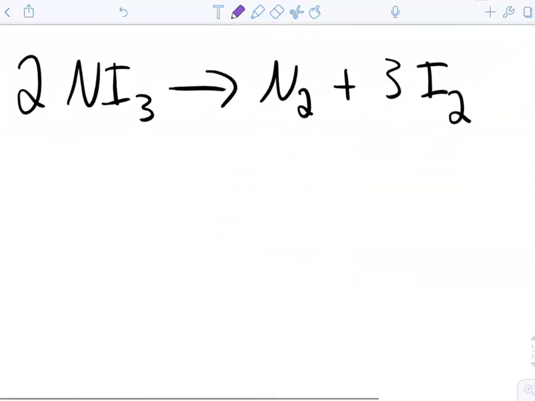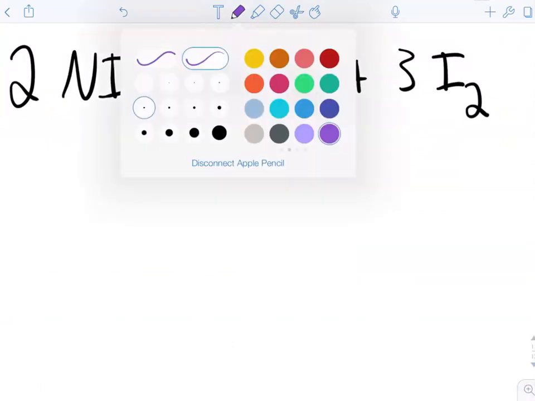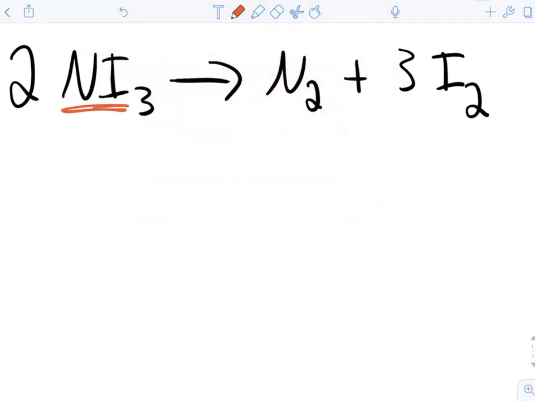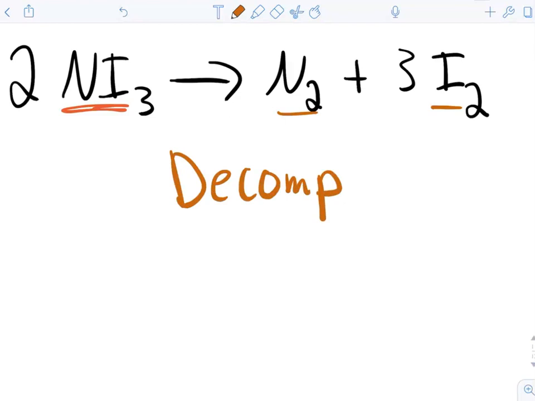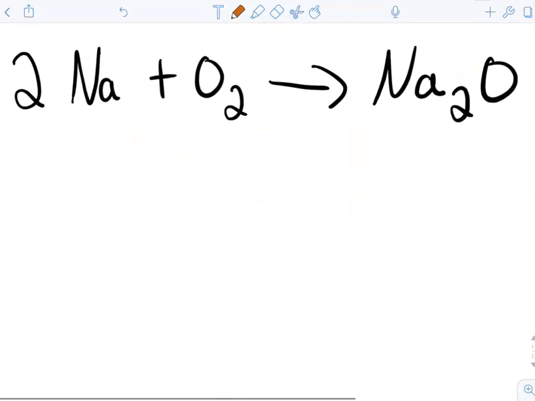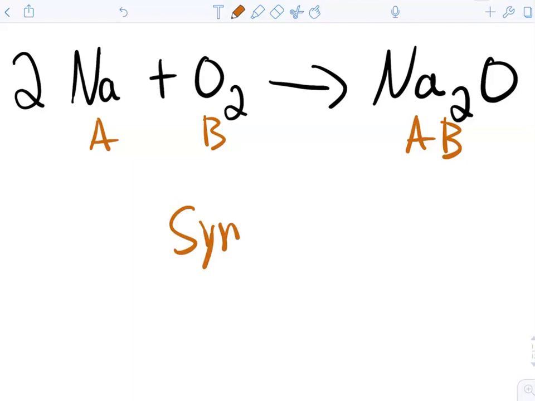Then our next one, I see that I have a compound as my reactant, and then I have just elements over here as my products. So this one is going to be a decomposition because we have one thing being broken down into multiple things. So again, this is AB and then A and B. And then in the last one, we have A and B, or we have two things coming together into one. So this is going to be a synthesis reaction. And that is it for this video.